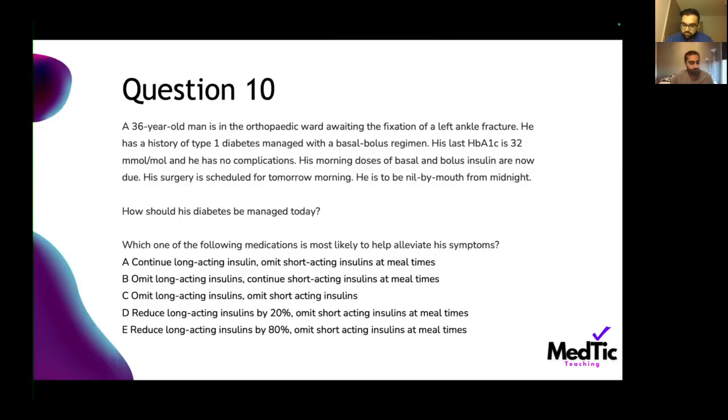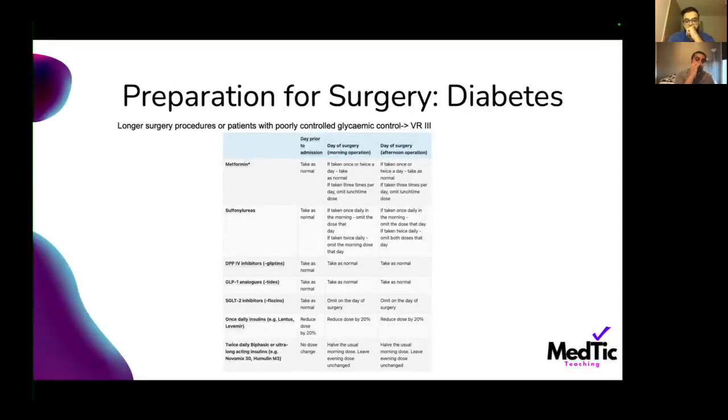Okay, so most people have said A, but there's a couple for D. The answer is D for this one. I used to get quite confused. There are lots of different rules for preparation for surgery, and I would recommend you read up. I just want to go through diabetes because I found this the most tricky one, and it came up in my finals. It's about remembering some rules, because a lot of it is just continue as you are, but there are specific rules to remember.